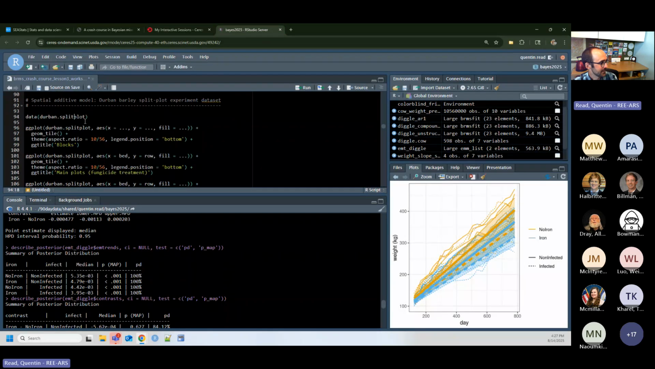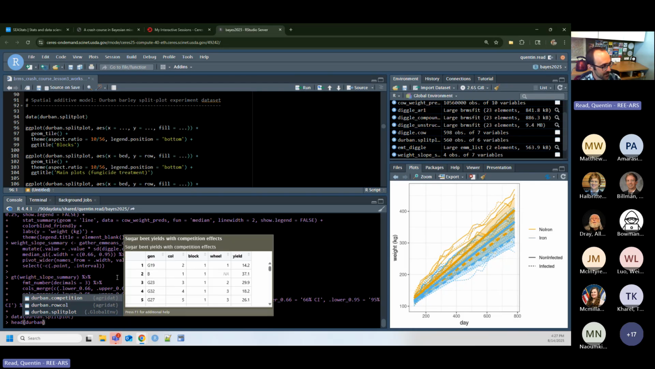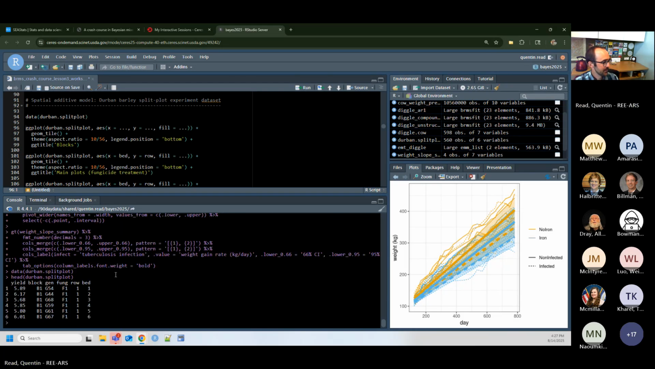So we're at line 94 now. We'll run this data function to import the data into our environment from the example data in the package. If we just type head parentheses Durbin et al. is the publication this comes from, Durbin.splitplot, and hit enter, you can see these are pretty simple. Yield is a continuous variable. We have blocks, we have genotype IDs, fungicide 1 and fungicide 2, and then our X and Y coordinates of each row and bed of each one.